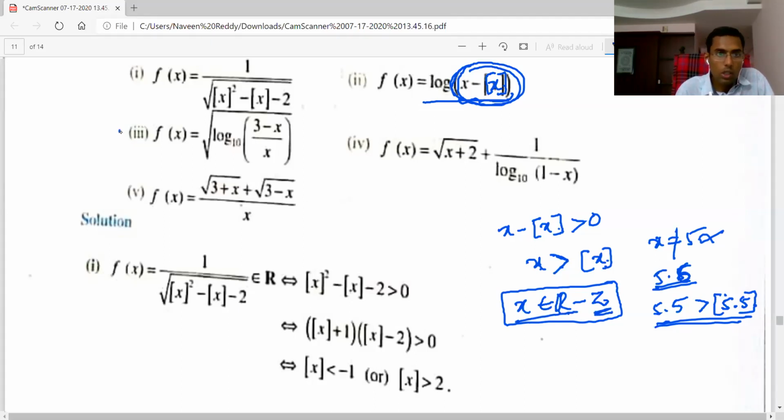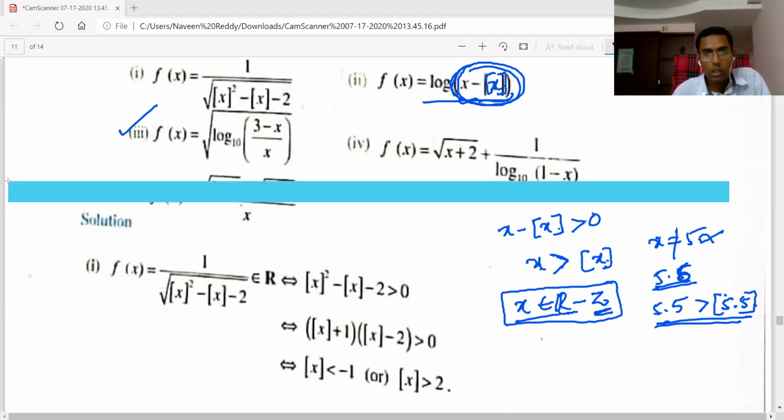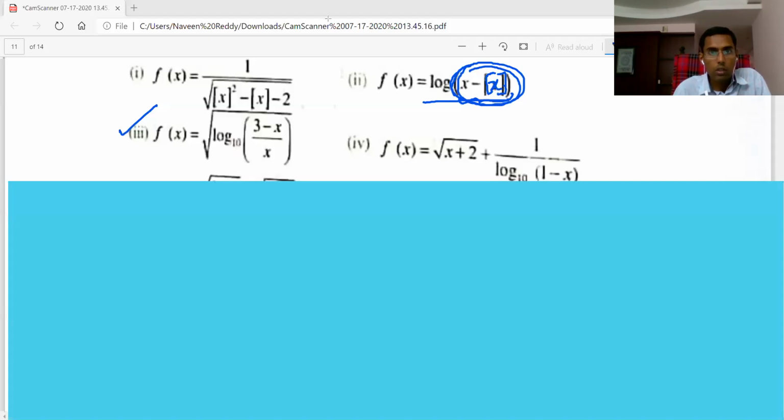So now we'll go to the third question. What is that log of? Here two things are there, very important here. This one is a very important one. So we'll do that one. All right, so question number 3. Let's try question number 3.